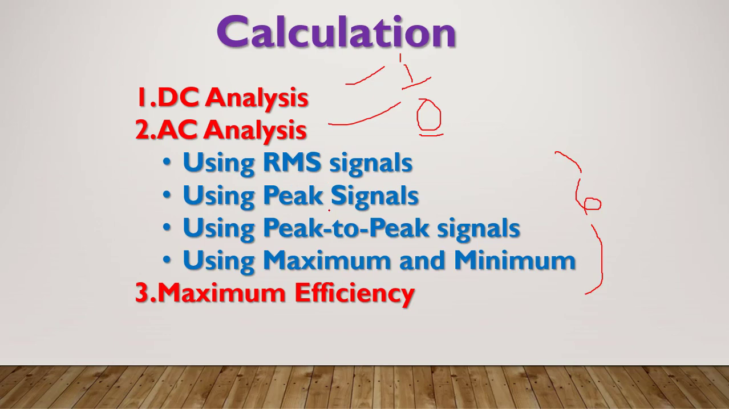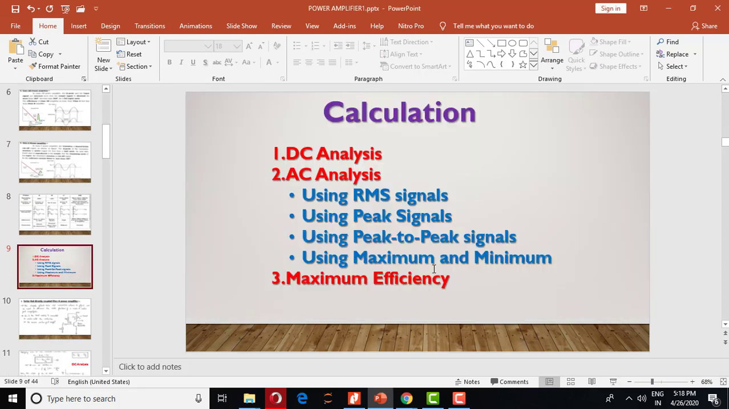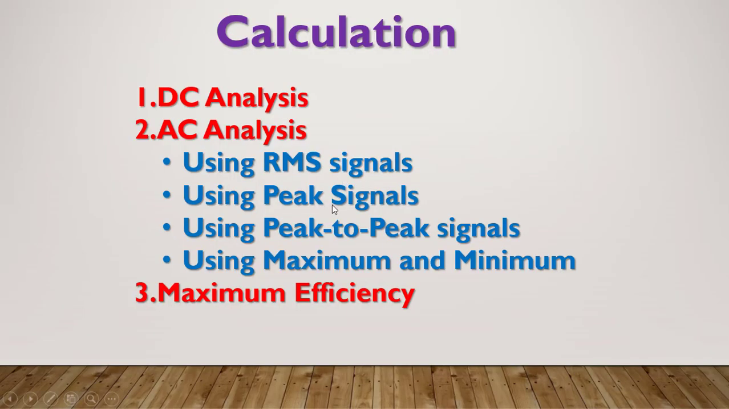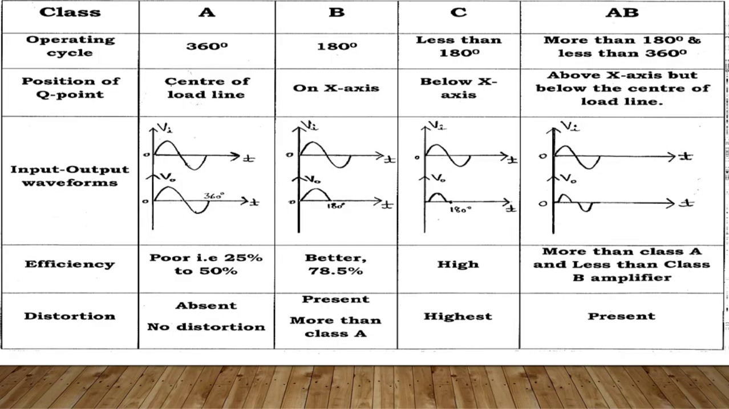What is the RMS and peak relation? Remember the VRMS and VM relation. RMS we take as VRMS, and peak we take as VM. So what is the relation between VRMS and VM? Remember, VRMS equals VM divided by root 2. Very good. If I use that equation, I will get the peak signal. If you know the peak signal, what is the peak to peak signal?